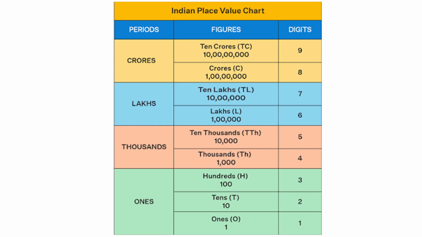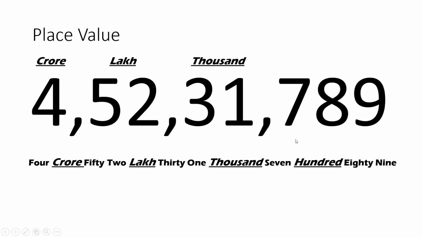For example, we have this large number. If we read the digits, we can read it as 4, 5, 2, 3, 1, 7, 8, 9. But it's not the right way to read the number, right? We have this large number and we must read it correctly. So how do we read it? We first have to mark the place value of each and every digit. Okay, so now we are going to do that. We have to move from ones to crores, right? So first we start from the right.